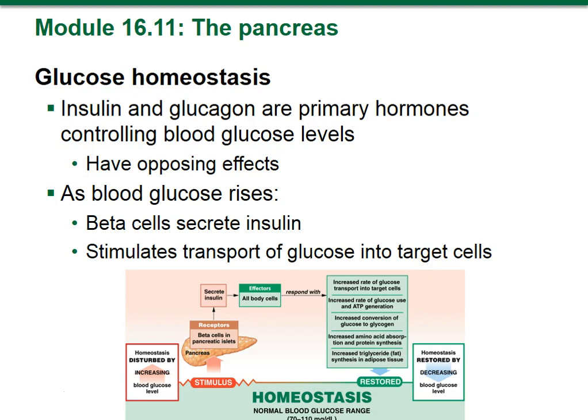Insulin and glucagon are the primary hormones that control blood glucose levels, so they have opposing effects. As blood glucose rises, the beta cells are going to secrete insulin, which stimulates the transport of glucose into the target cells. That also increases the rate of glucose use and ATP generation, increases conversion of glucose to glycogen, increases amino acid absorption and protein synthesis. It increases triglyceride synthesis in adipose tissue. And overall, that will decrease your blood glucose levels.